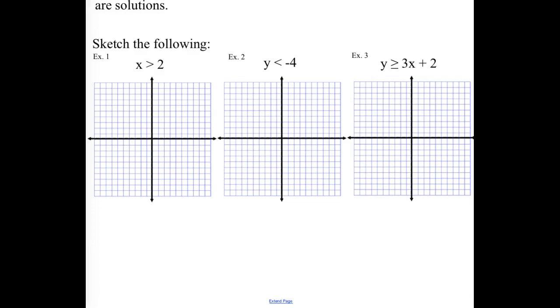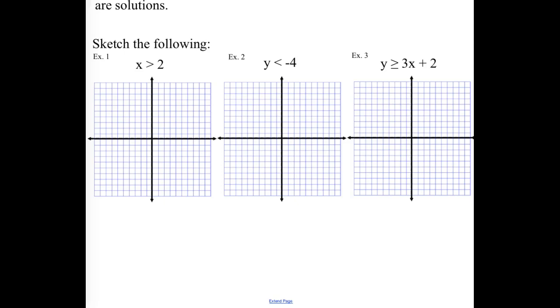The first one, we are graphing x is greater than 2. Picture x equaling 2 instead. What would that look like? What kind of line is it, solid or dotted? It would be dotted because it's not equal to.